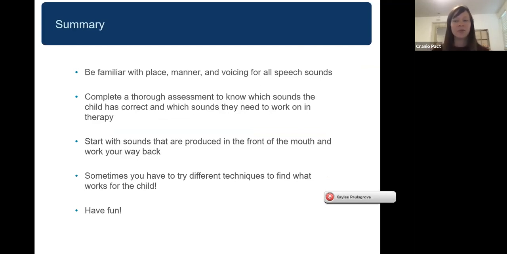So in summary, the most important things to take away from this talk is that speech therapists have got to be familiar with place, manner, and voicing for all of the speech sounds that we're working on, especially those pressure consonants. You really need to complete a thorough assessment or a thorough evaluation so that you know which sounds the child has correct and which sounds they need to work on in speech therapy. In general, I like to start with sounds that are produced at the front of the mouth and work our way back as we progress in therapy. And sometimes you have to try different techniques. So holding your hand in front of your mouth while asking the child to say p, p, p doesn't always work. So you have to trial different strategies to see what works for that specific client.